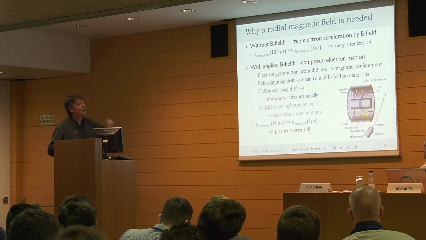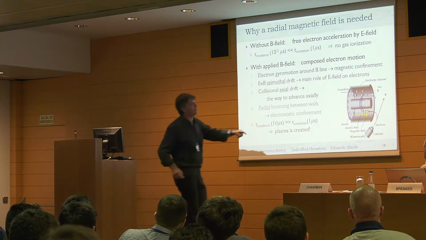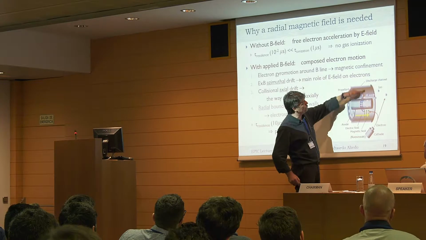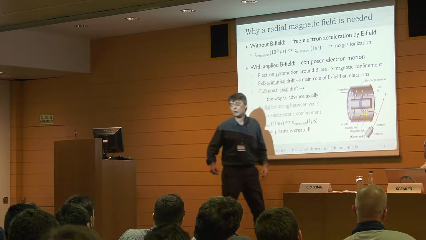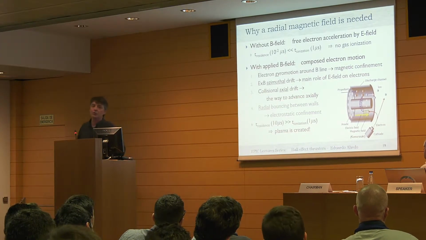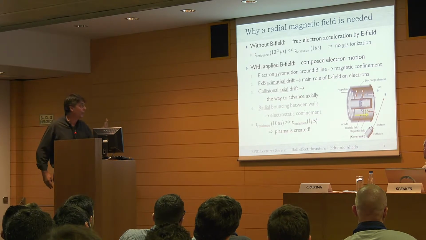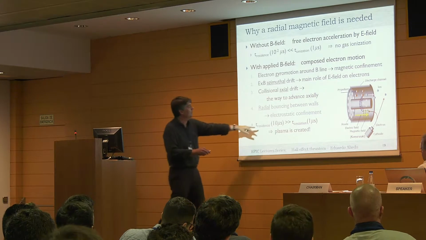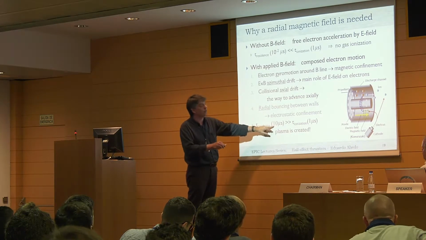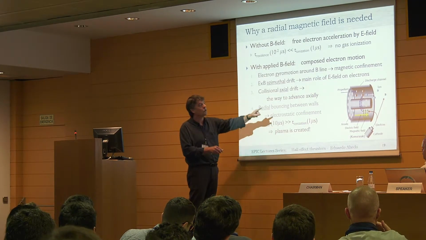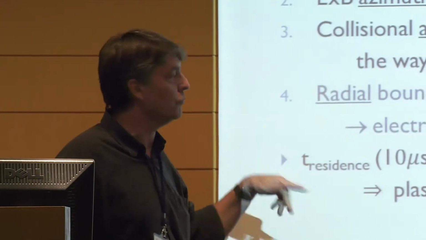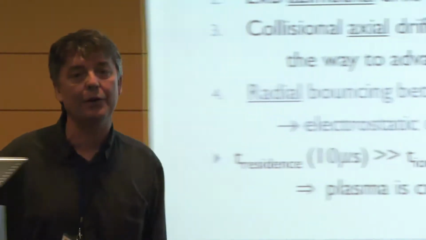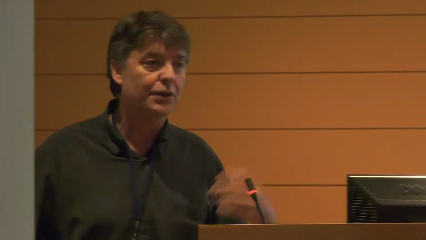By the way, they have also another movement. They have a radial bouncing, okay? They also bounce between these two walls. So it's a motion composed of 4 elementary motions. What do we get for that? Basically, that the residence time has increased by 3 orders of magnitude. It's 10 microseconds for an electron to go from the cathode to the anode. Time enough to have several ionization events, okay? In this way is how we create the plasma, okay?